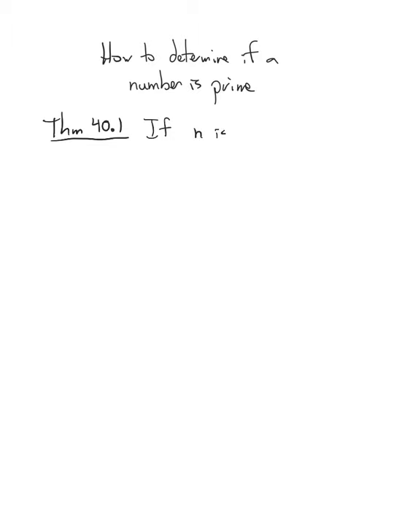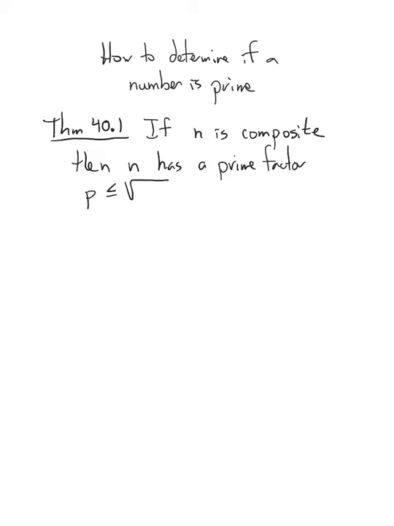If n is composite, remember composite means that it's not prime or 1. That's made up of 2 or more prime factors multiplied together. So if n is a composite number, then n has a prime factor p that's less than or equal to the square root of that number. And that's a really useful fact.